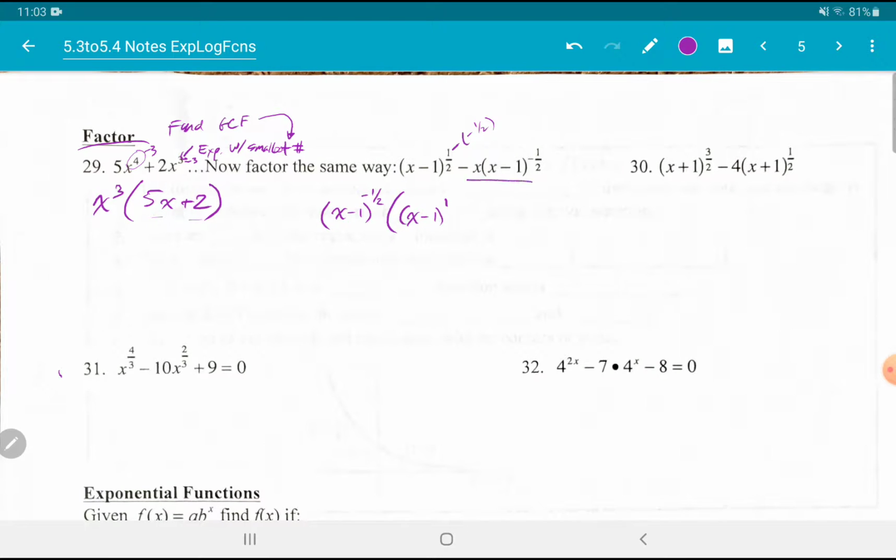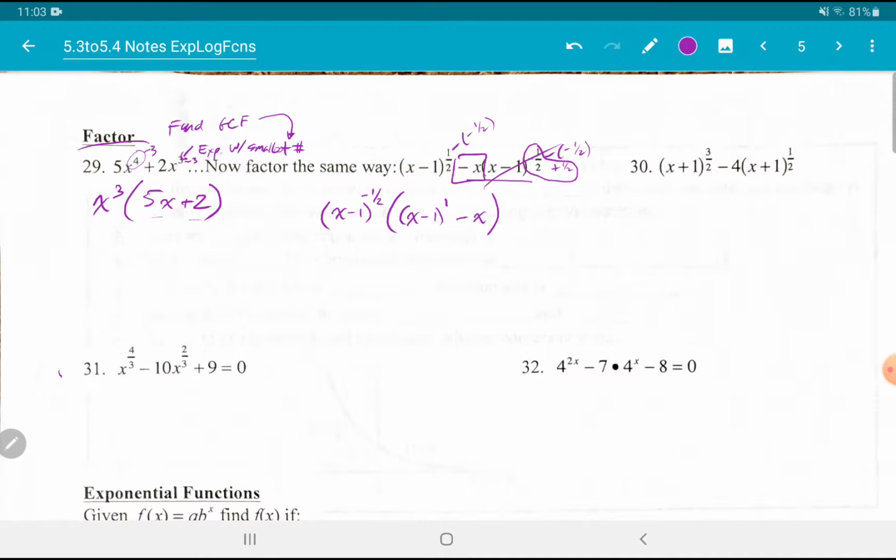And then from the second term, if we take out the entire (x minus 1) to the negative half, then again, you're saying let's minus a negative half, or that's the same thing as adding half. What's negative half plus half? That cancels out. That's why this goes away. And what you're left with then is, what's left over? Minus x, like that.